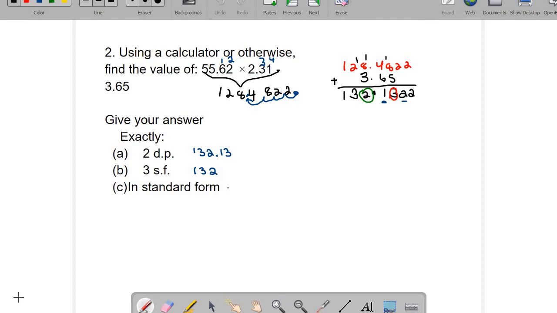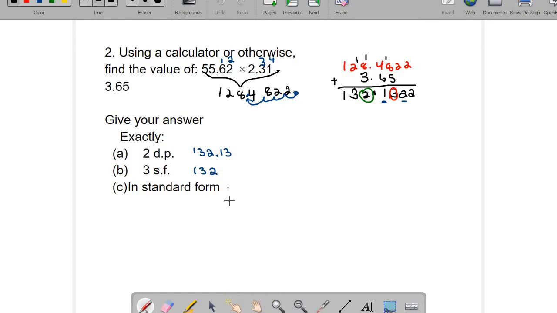Okay, the next question is a standard form question. So this is a continuation of the first video where we talked about operations involving fractions and decimals. So number 1 and 2 has fraction and decimal questions.